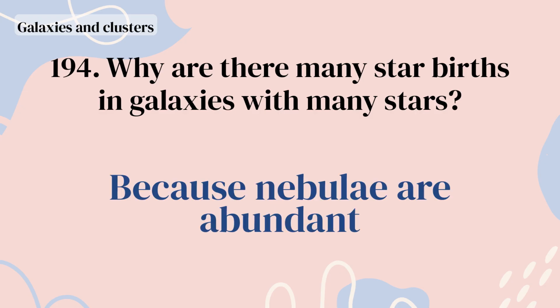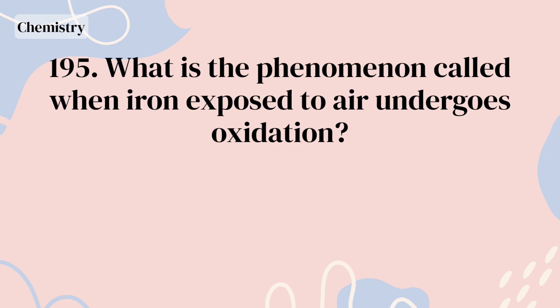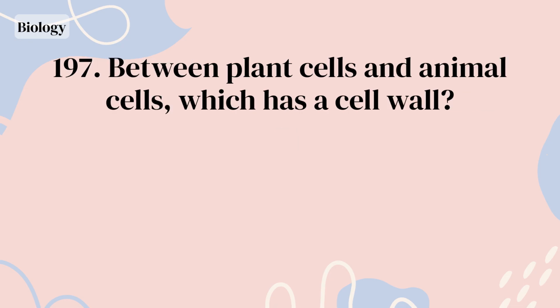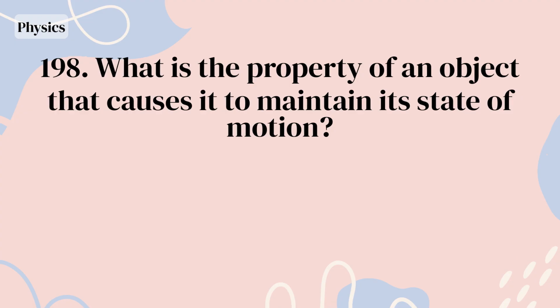Because nebulae are abundant. What is the phenomenon called when iron exposed to air undergoes oxidation? Corrosion. Which plant cell organelle is primarily responsible for producing oxygen? Chloroplast. Between plant cells and animal cells, which has a cell wall? Plant cells. What is the property of an object that causes it to maintain its state of motion?